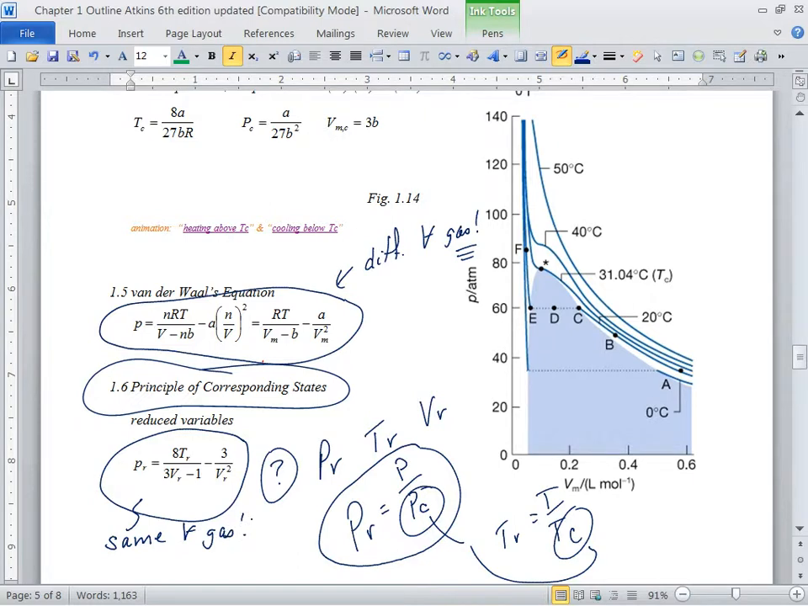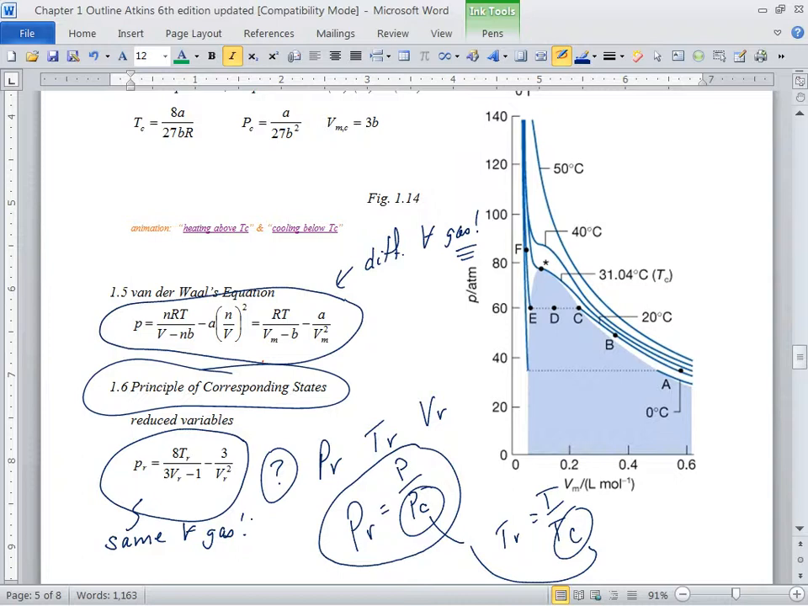Why? Because of the principle of corresponding states. You get gases that have the same PR, VR, and TR. They're in the same state. And how do you calculate PR, VR, and TR? Well, here it is. Divide the pressure of that gas by its critical pressure and you get the reduced pressure. Okay, so van der Waals equation, different for every gas. Reduced variable expression, principle of corresponding states, the same for every gas. Just realize you've got to calculate that gas's PR, TR, and VR. Okay.